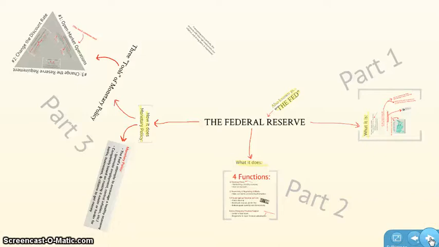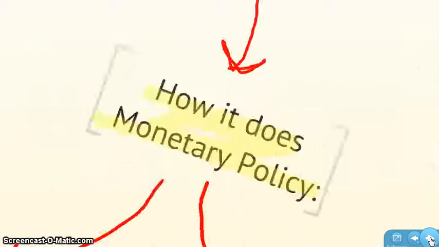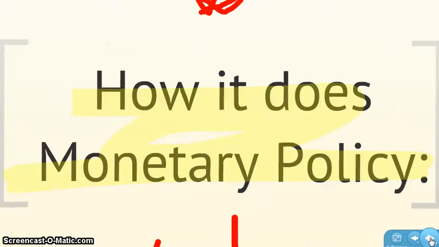Welcome back to part three about the Federal Reserve, also known as the Fed. Part three is about what monetary policy is, and maybe a better way to put that is how does the Fed do monetary policy? So we already learned about the Fed, what it is, and then what the jobs are that the Fed has to do.